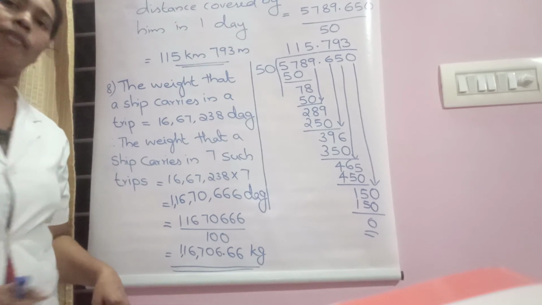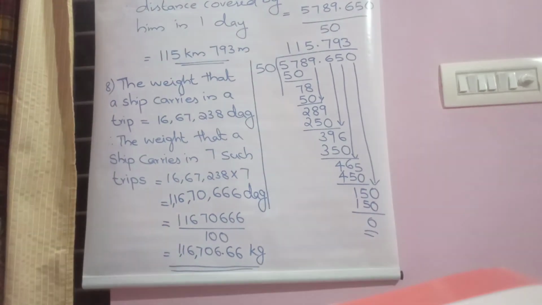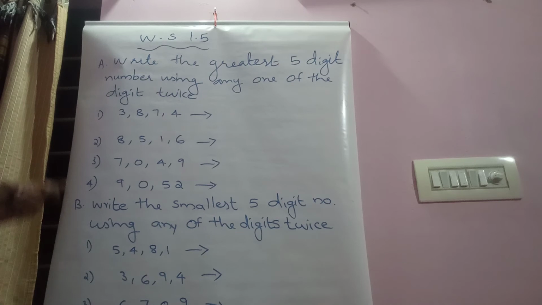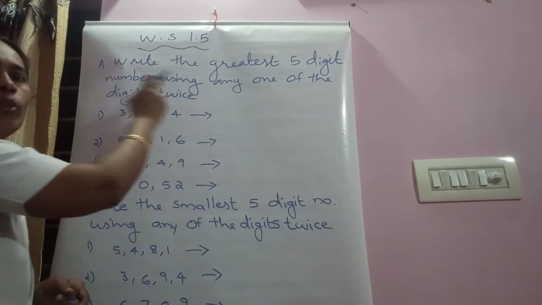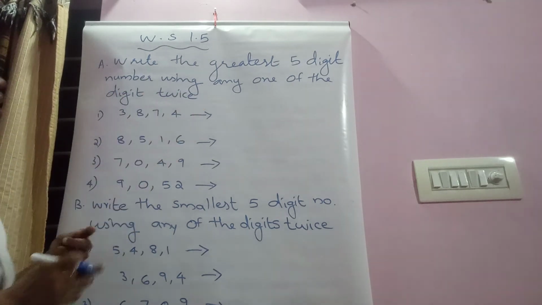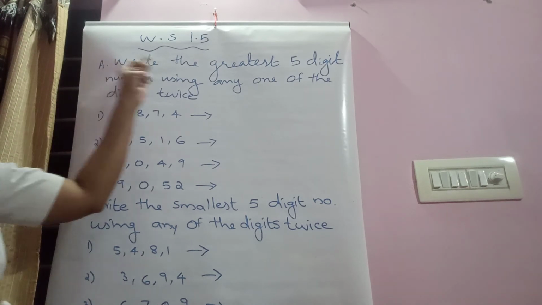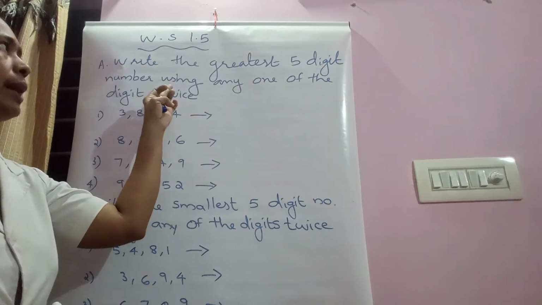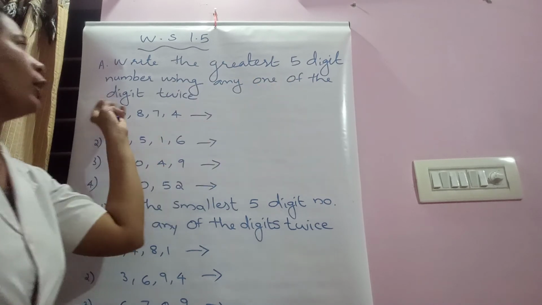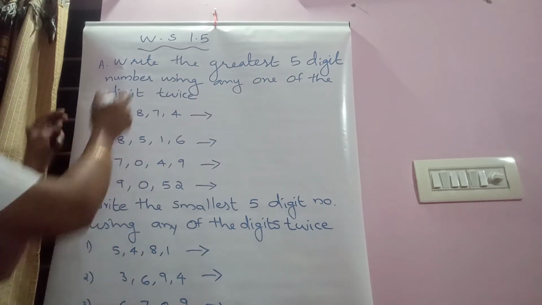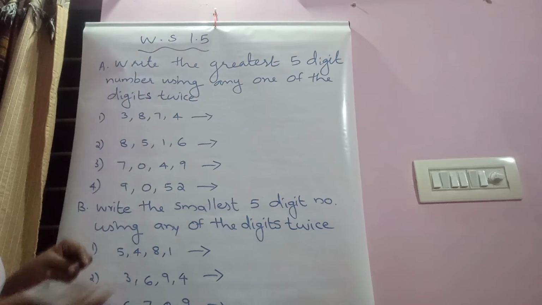Let us move to our worksheet 1.5. So let us begin with our worksheet 1.5. It's very simple to you. Question number A says to write the greatest 5-digit number using any one of the digits twice. Any one of the digits twice.